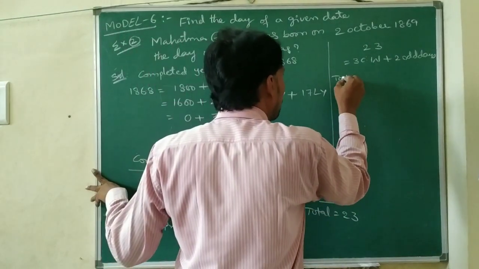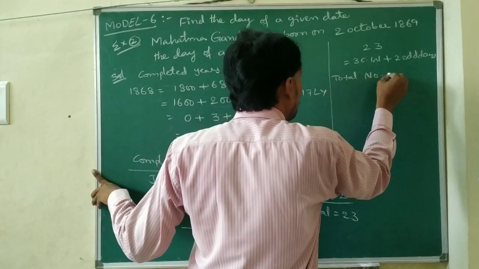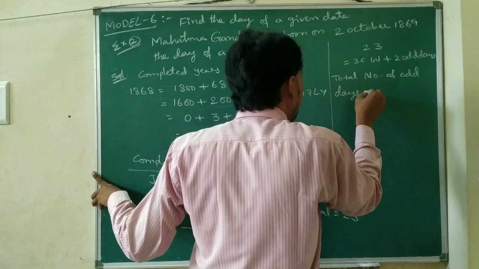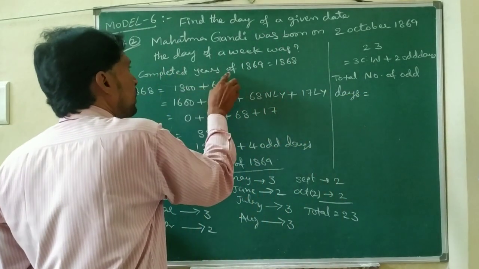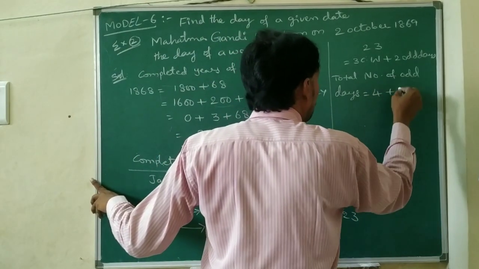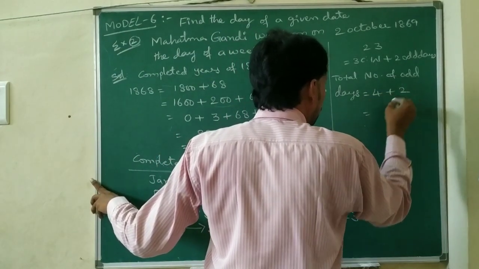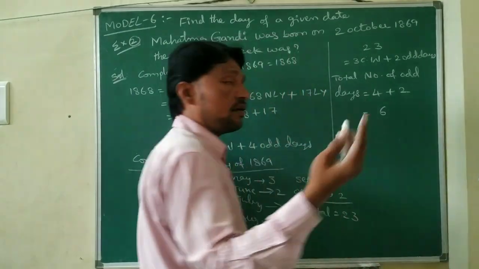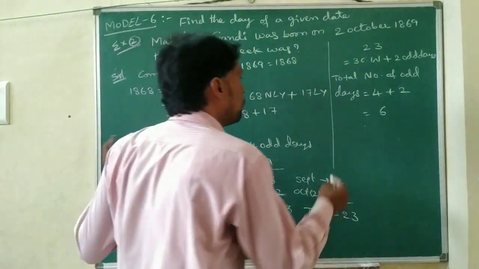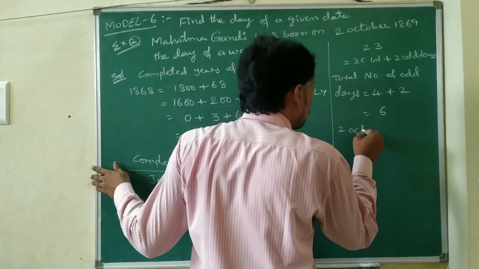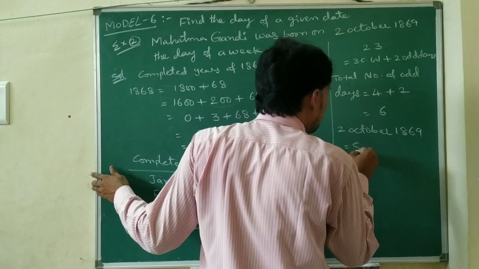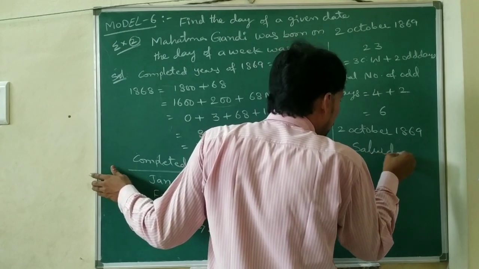So total number of odd days equal. So here for years we got 4, plus here for months we got 2. So 4 plus 2 that is 6. 6th day of a week. So 6th day of a week is Saturday. Means 2nd October 1869 equal Saturday.